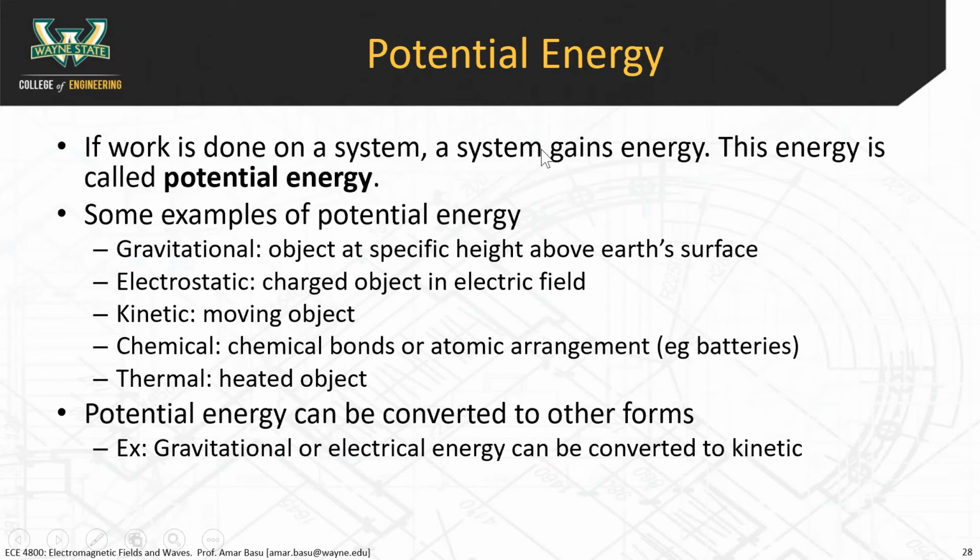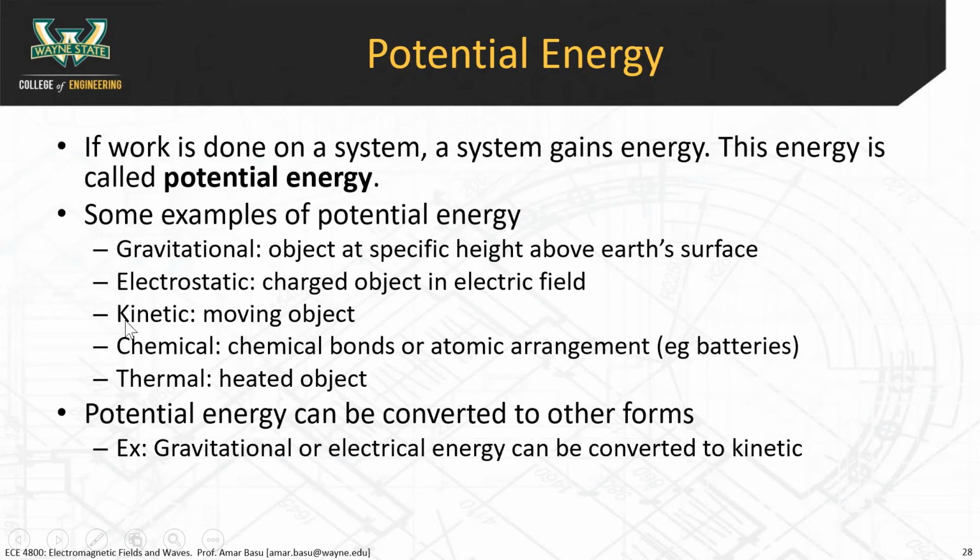So this type of energy is called potential energy, when you put work into a system and now the system has some type of stored energy. So some examples of potential energy: the gravitational one. So now the barbell is at a specific height above the Earth's surface. We're going to give an example of that on the next slide. Another example in the electrostatic domain is a charged object in an electric field. I'll give you an example of that on the next slide.